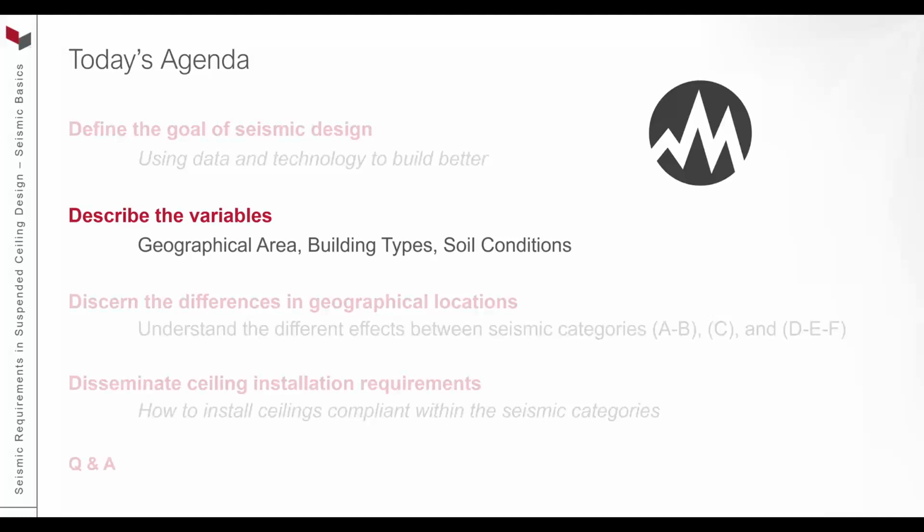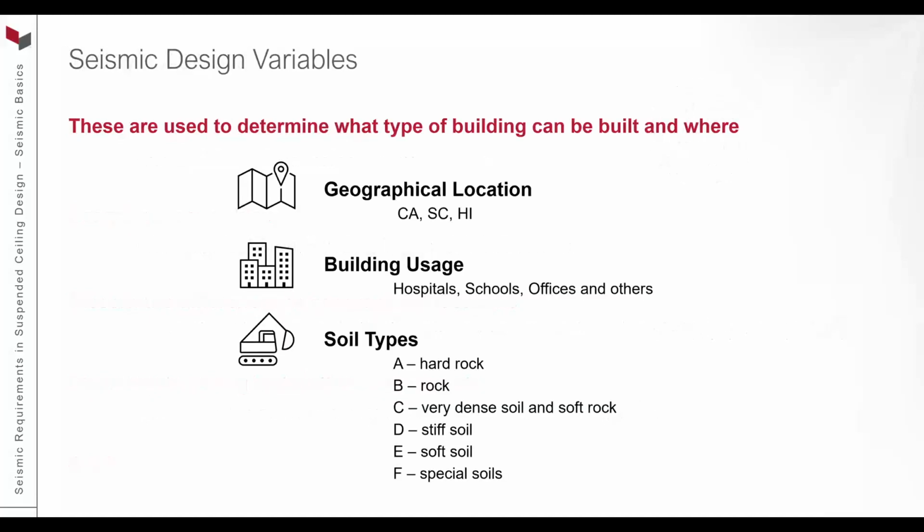And sometimes soil conditions, people question that a lot. What does soil have to do with a seismic event? And so we'll get into that. All right, so these are used to determine what type of building can be built and where. So we look at geographical location, and we base that on, okay, how much seismicity is happening in these different areas, because across the country, and we're going to get to a map here in a minute, and we'll see, across the country, there's different seismic forces that happen in different locations. When we think about California, high seismic zone. When we think about Hawaii, high seismic zone because it's also volcanic.